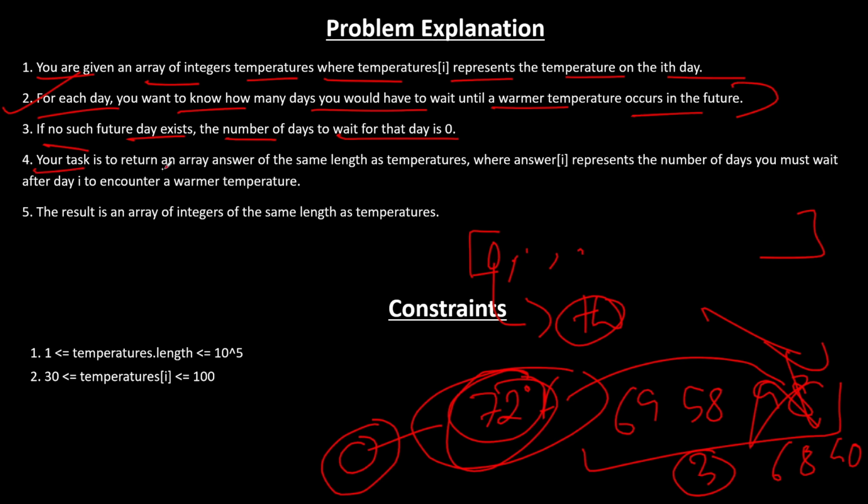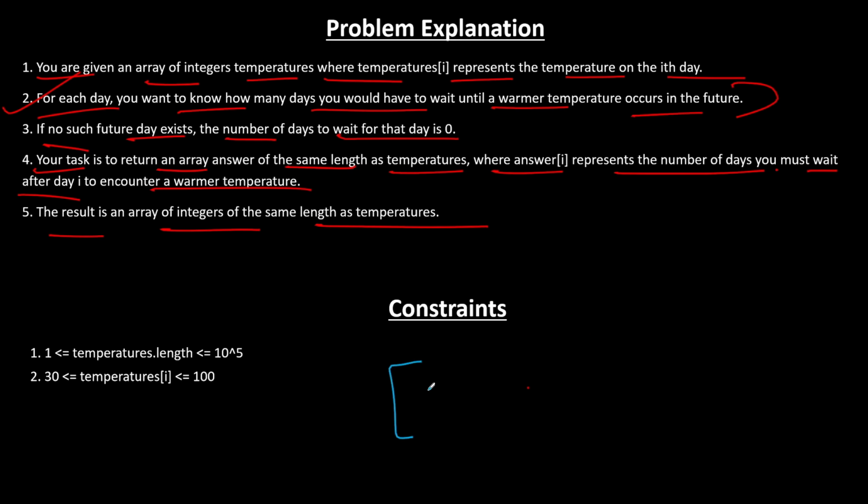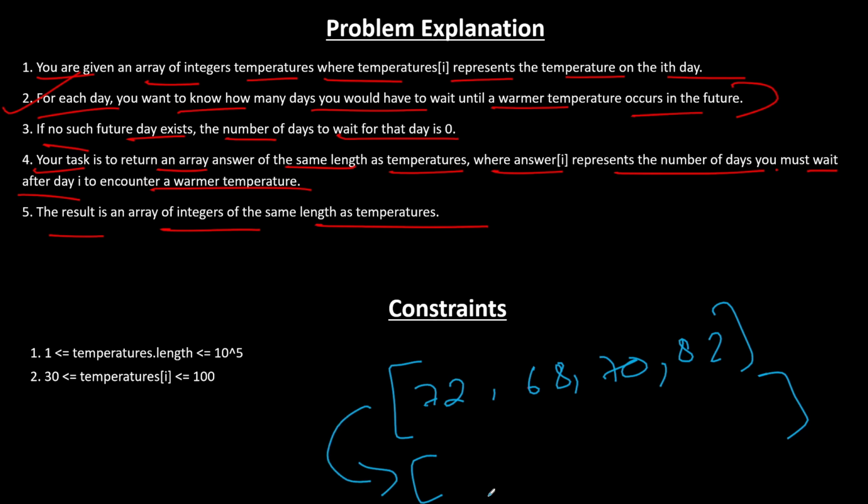Your task is to return an array of answers of the same length as temperatures, where answer[i] represents the number of days you must wait after day i to encounter a warmer temperature. The result is an array of integers of the same length as temperatures. In a nutshell, suppose these are the temperatures given to us. We have to return an array of the same length, and each ith index will depict how many days from that particular day we have to wait to get a warmer temperature.